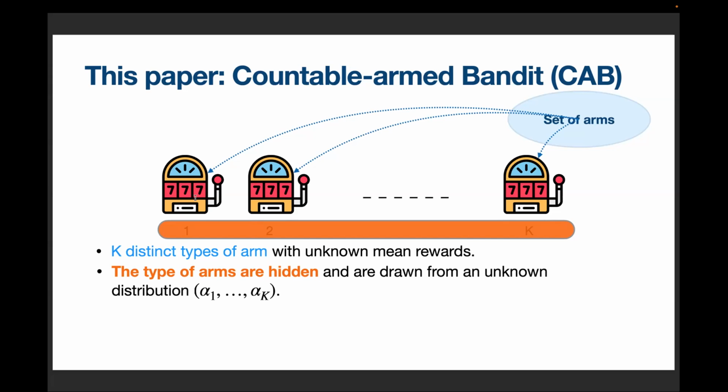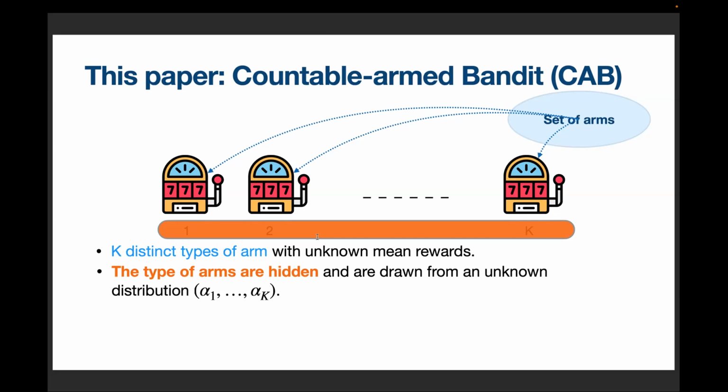If I draw some samples from this set of arms, the types of arms are going to be hidden, and they're going to be drawn from some unknown underlying distribution. So I do not see the label of these machines. What that means is, we may end up in a situation where, for instance, if I draw k samples from this set of arms, the first two machines have the same type, and I have no prior information about that.